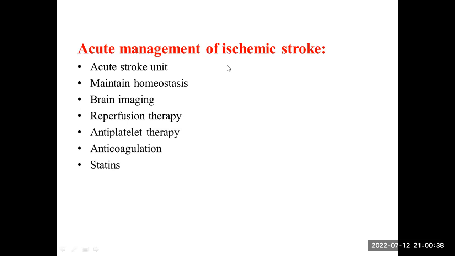Unless you do a brain CT, you cannot tell whether this is ischemic or hemorrhagic stroke. So clinically, you cannot differentiate between the two different types of stroke. The initial brain imaging that should be done in patients with acute ischemic stroke is non-contrast brain CT, because it is widely available and can be done fast and rapidly.